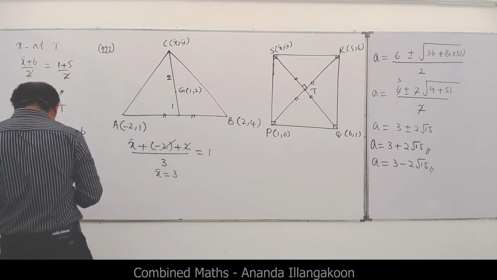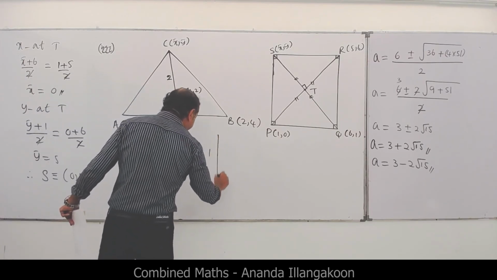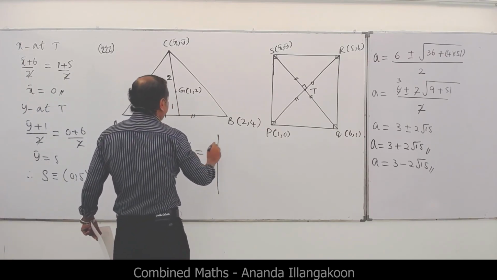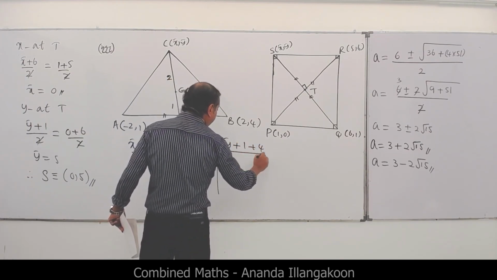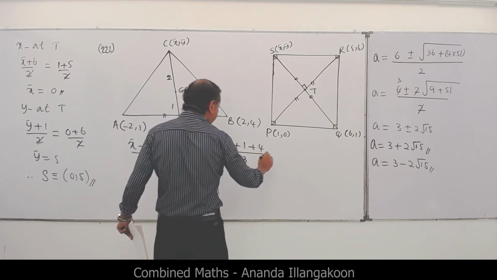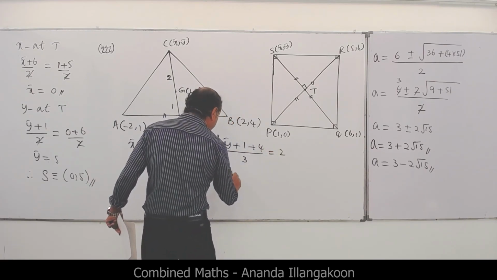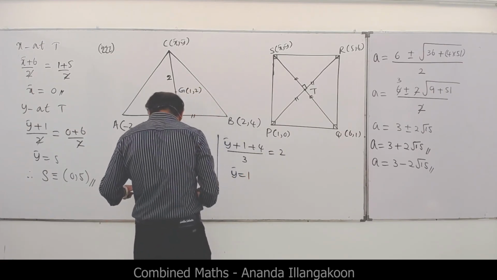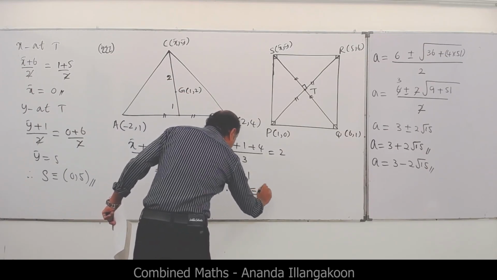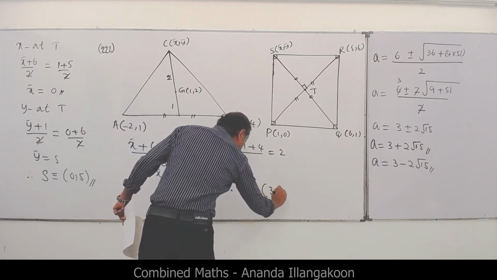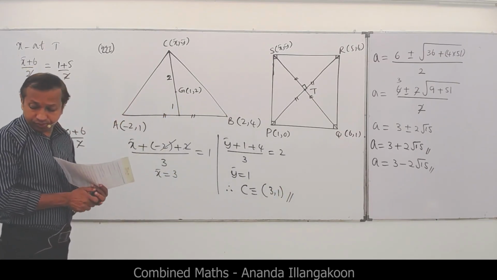Similarly we can write y bar. Y bar plus 1 plus 4 by 3 should be equal to 2. Then we get 6 there. Here we have 5. 6 minus 5 is 1. Then we get the point C. Therefore, point C is going to be (3, 1). This is how we take those answers.